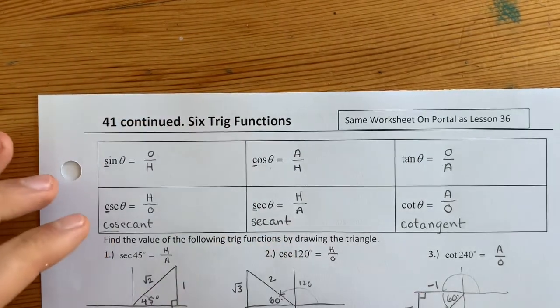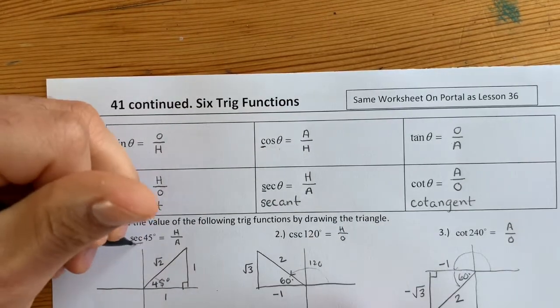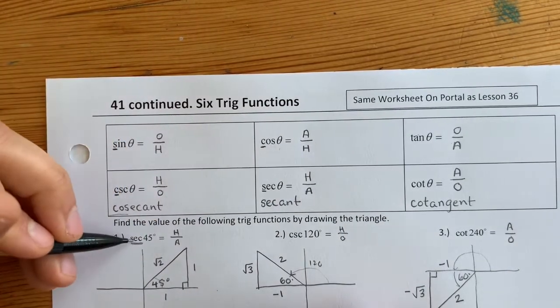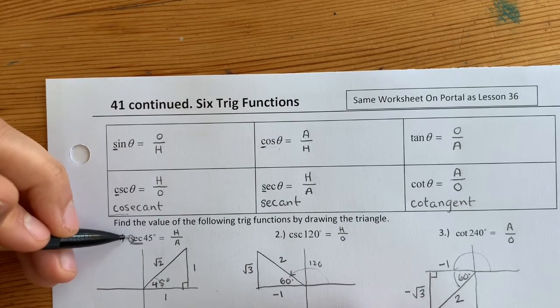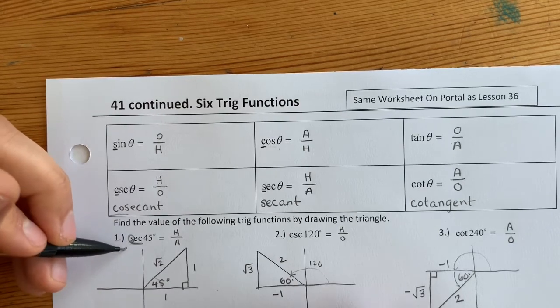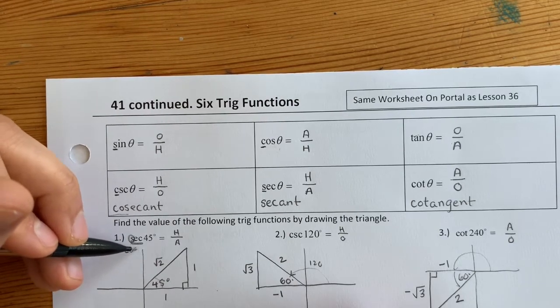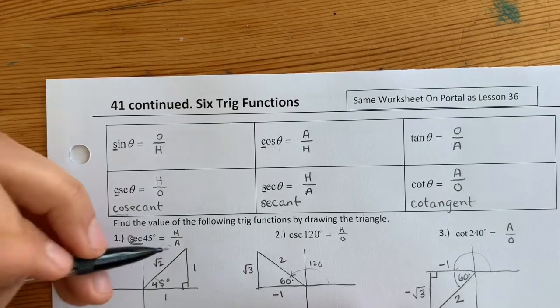So if I'm doing a problem, for example, if I see secant here, and I'm like, which one is it? I look at the S, and I know that it's S, so then it has to go with a cosine. It's the reciprocal of cosine.